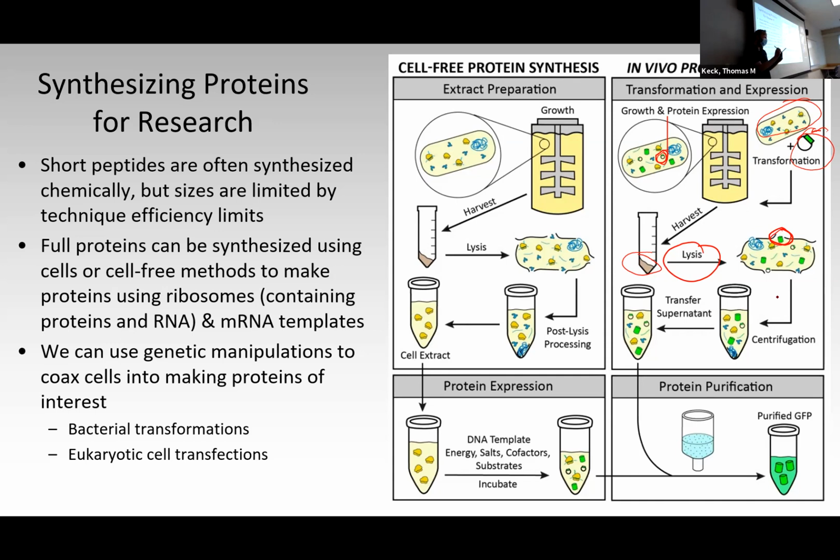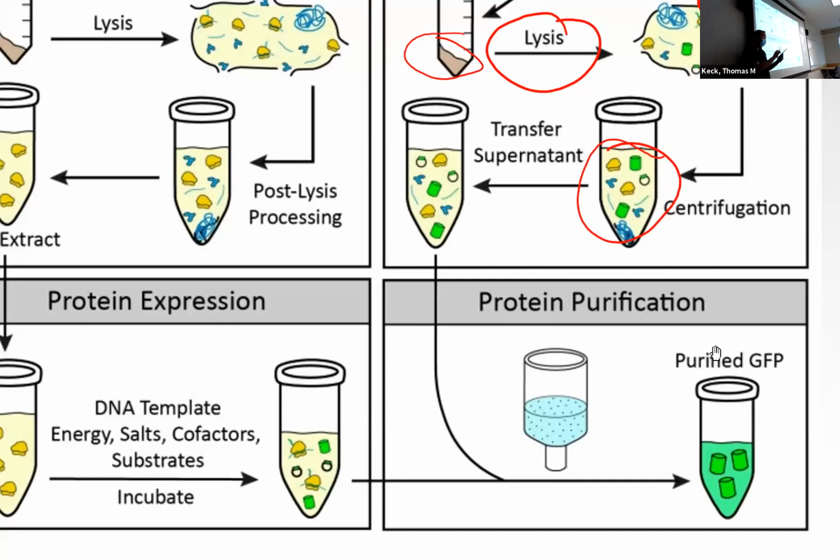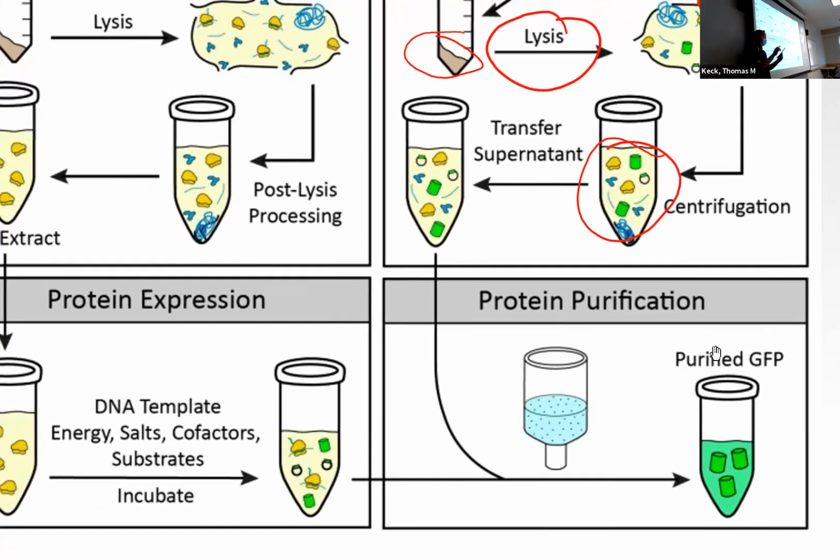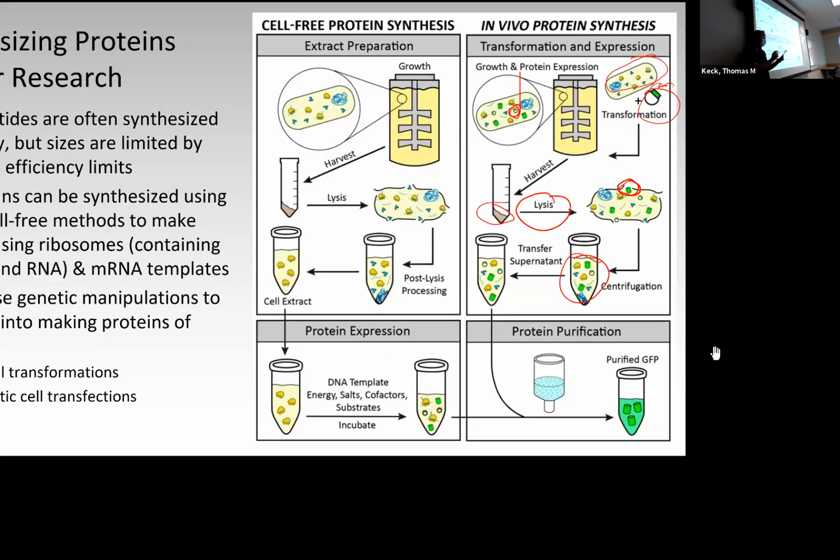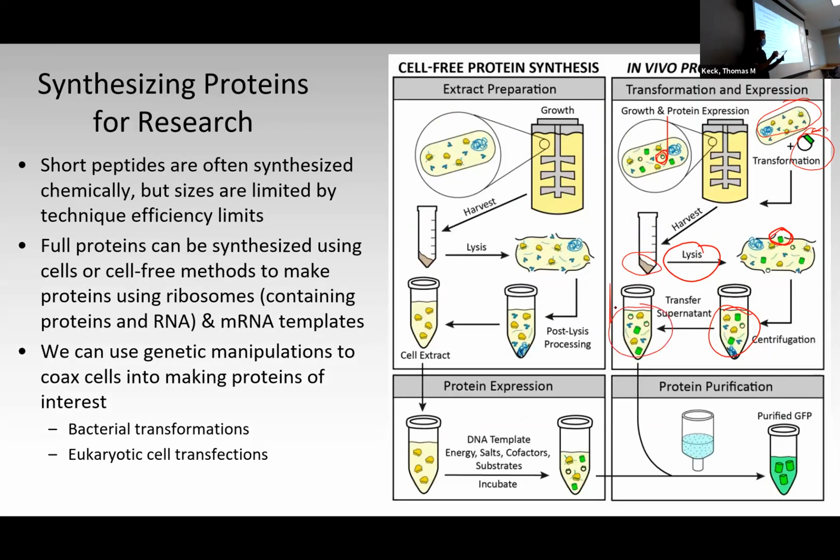So now you've got this mess, and if you spin it down, you can pellet out a lot of that. So you did that spin and you got a bunch of junk in the bottom, and it was mostly not red because it was mostly not RFP. So now you can collect the supernatant and start doing other things.